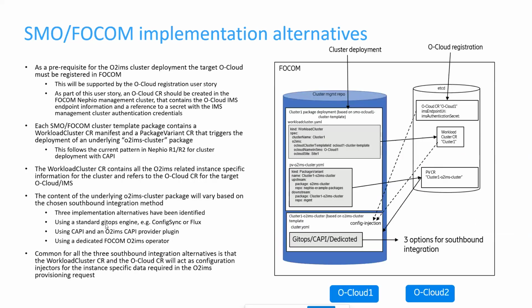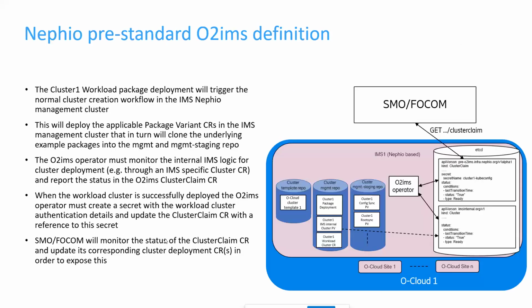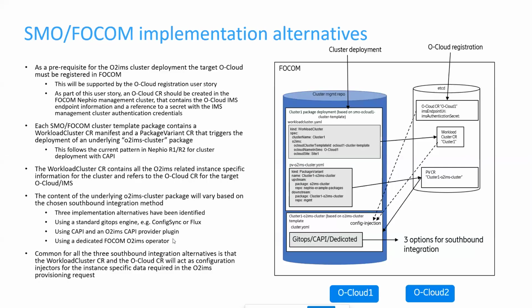I have an alternative just using the standard GitOps engine. I have still the copy alternative with the copy provider plugin. I have also thought about, or we have discussed, even slimlining this. So instead of having the whole copy framework there, just having a very dedicated FOCOM to IMS operator. Similar to how you have an IMS operator on the IMS side, you have an IMS operator on the FOCOM side doing all this work for you for the client side part.